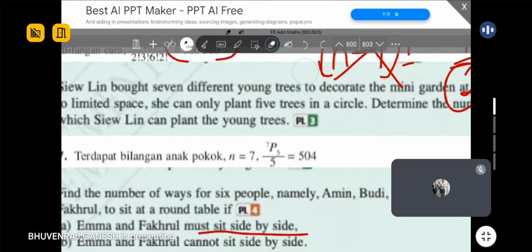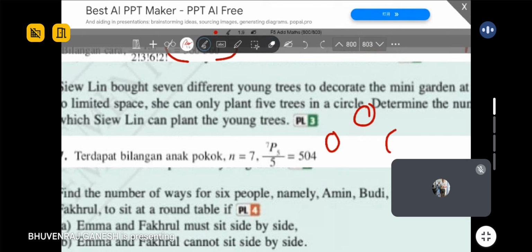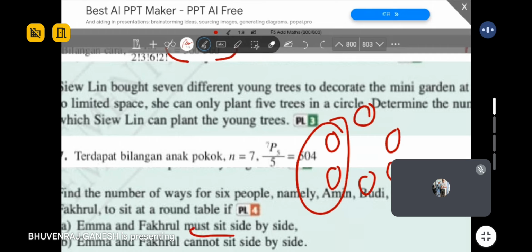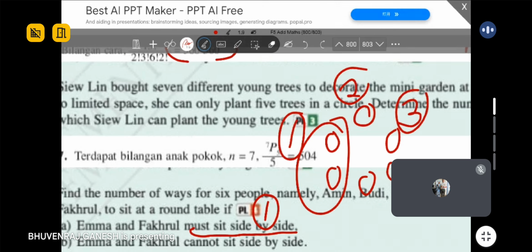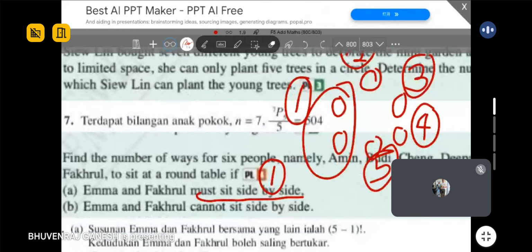So how, guys? How to solve it? Okay, so basically, you can imagine the situation. Okay, so let's say 1, 2, 3, 4, 5, 6. This is a circle, correct? 6 orang. So they say that 2 people must sit side by side. So whenever they say this, it is considered one group already. Satu kumpulan. So total 1, 2, 3, 4, 5. You only left with 5 people. Okay, 5 orang. So guys, you can use the formula for bulatan.